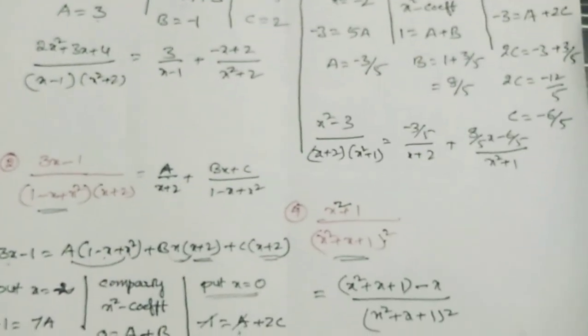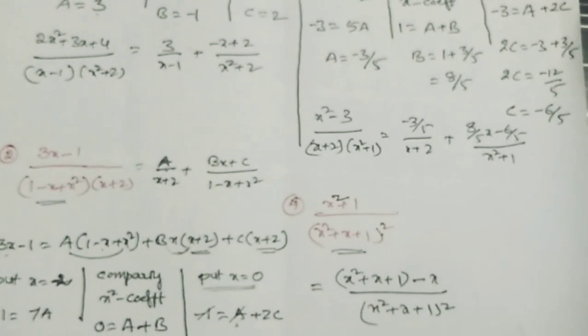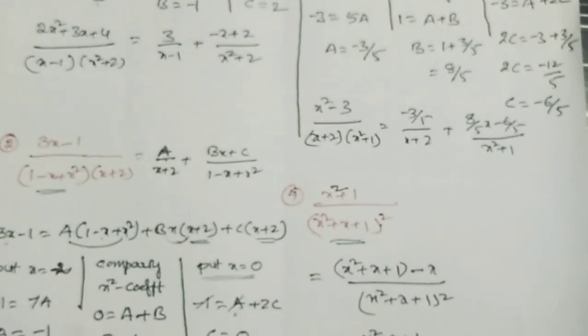(x squared + x) whole squared is equal to 1 by (x squared + x + 1) minus x by (x squared + x + 1) whole squared. Is it clear? This whole squared, right?